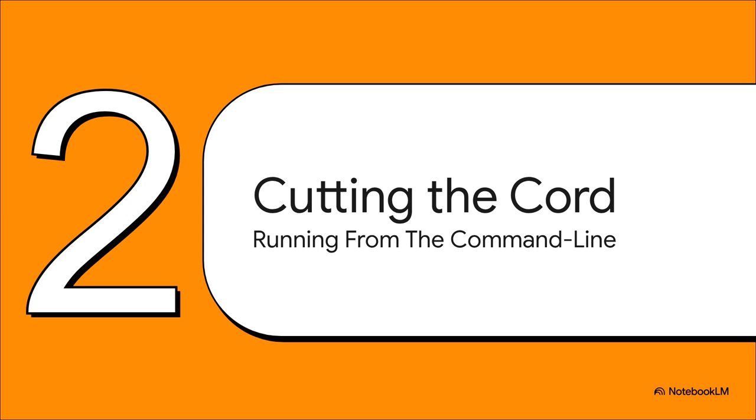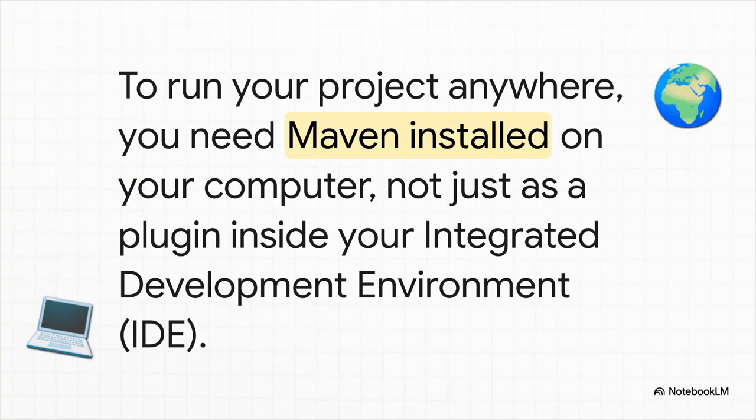Okay, so now our project has its universal recipe. It's time to take the next big step. It's time to cut the cord from the IDE completely. Let's see how we can run our tests directly from the command line. Now, here's something you really have to understand. The Maven that might be bundled inside your IDE is super convenient, but it's not the real deal for automation. For your project to run truly anywhere, you need to install Maven on your computer's operating system itself. This is what lets you, or an automated server, run everything from a simple terminal window.